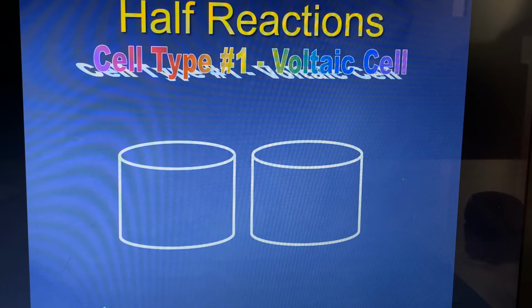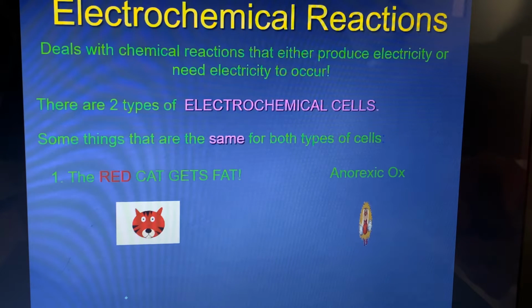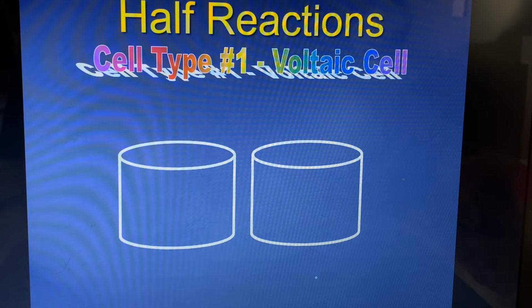But generally speaking, what they're trying to do is create a flow of electrons. And like the previous slide said, the flow of electrons is going to be from the anode to the cathode. Okay, voltaic cells. We're going to make the old-fashioned copper top battery.